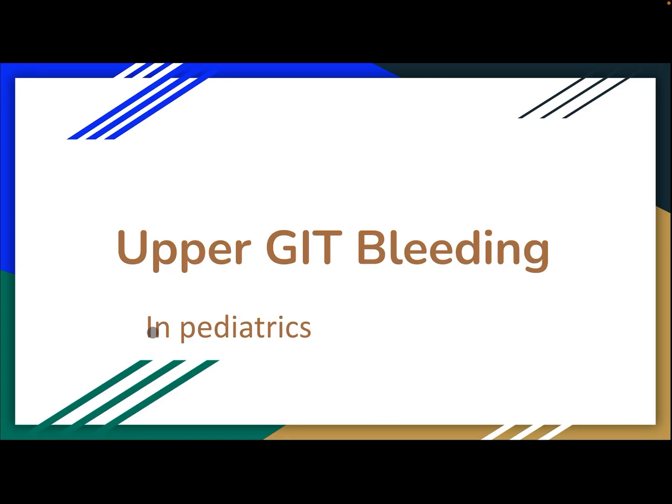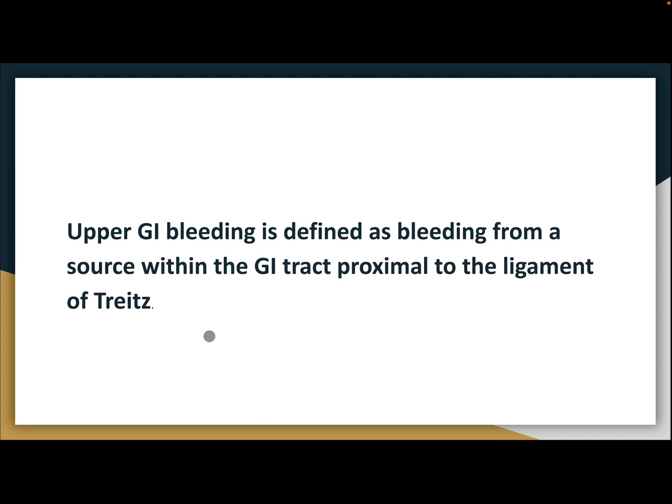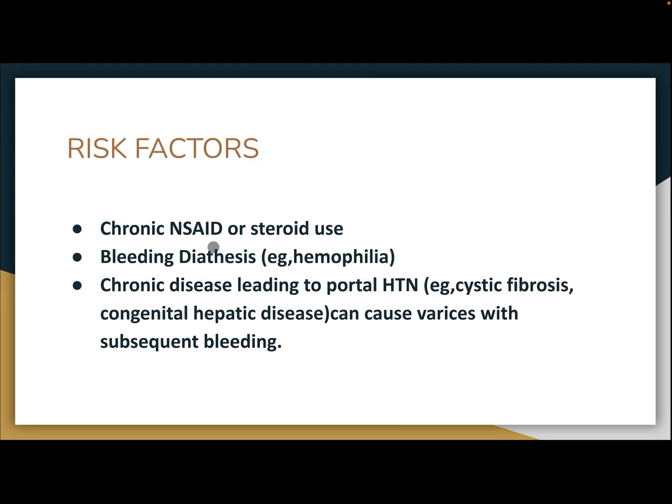Hi everyone, our subject today is upper GIT bleeding in pediatrics. Upper GI bleeding is defined as bleeding from a source within the GI tract proximal to the ligament of Treitz.